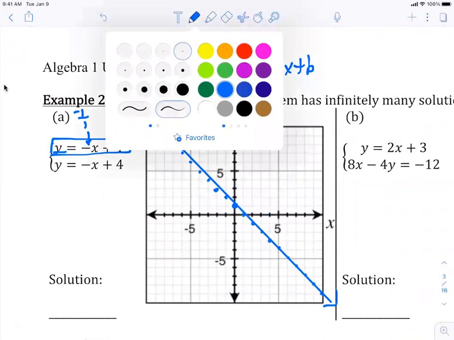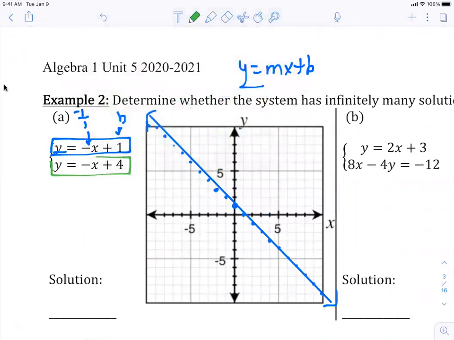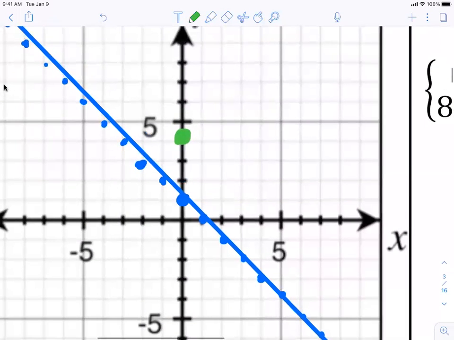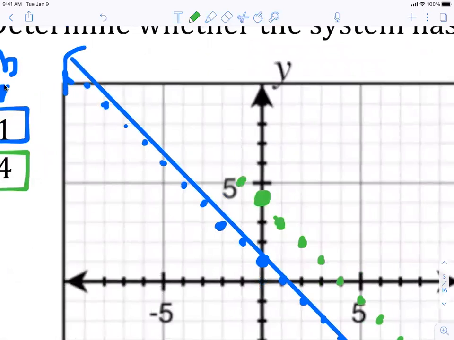Now let's graph my second line. I'm going to do this one in green. The only difference is I start up at 4. This one has the same slope, -1 over 1. So I'm going to take turns going down 1, right 1 forever. And you're going to notice that these slopes are the same. Every time I rise 1, run 1, the other line does the same exact thing.